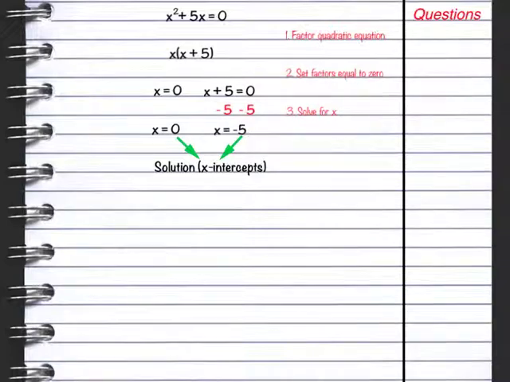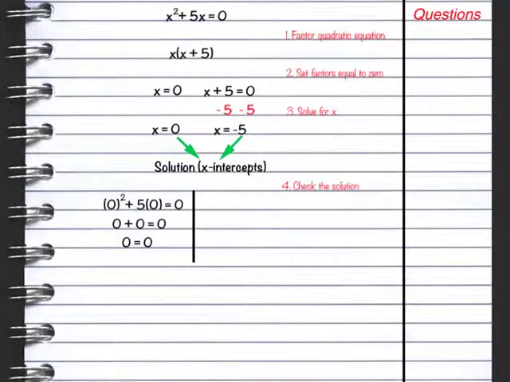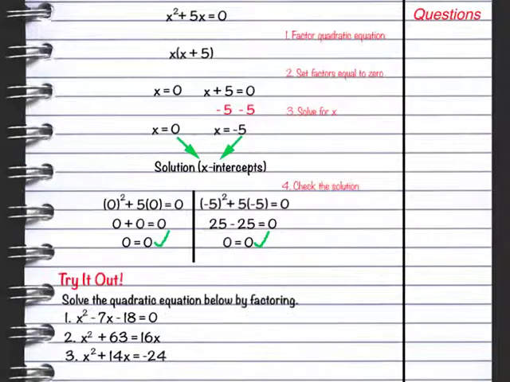Once again, you need to check both of them. And so I'm going to take 0 and plug it into my original equation, and then I simplify. And I get 0 equals 0, which proves true. Now let's try negative 5. Once I plug in negative 5, go ahead and simplify. And I get 0 equals 0, which does prove true.